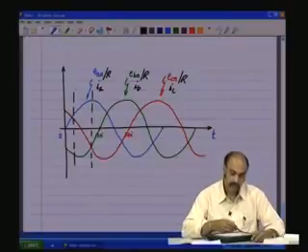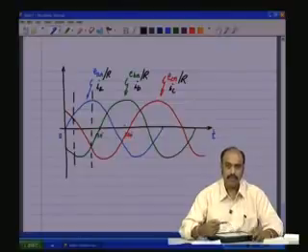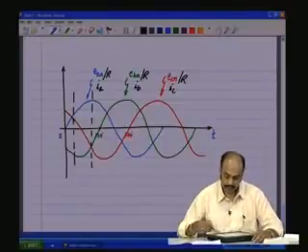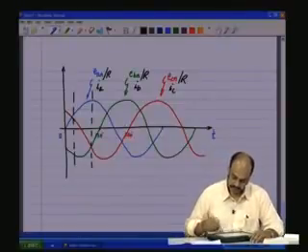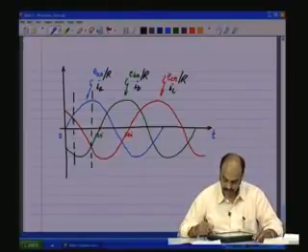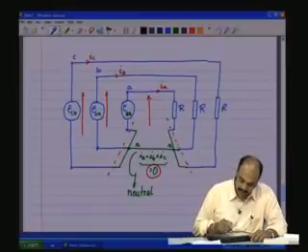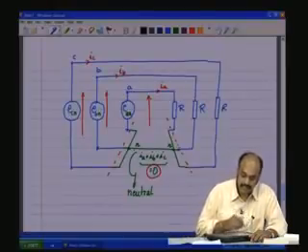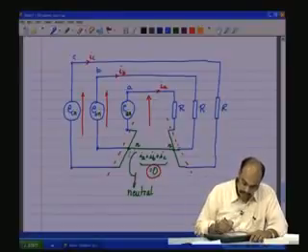So, you will see that at every instant of time IA plus IB plus IC is equal to 0, and this means, but this will happen only if the R's are the same, balanced loads, and the voltages are the same. So, this means that this wire is redundant, and you can now remove that wire here.